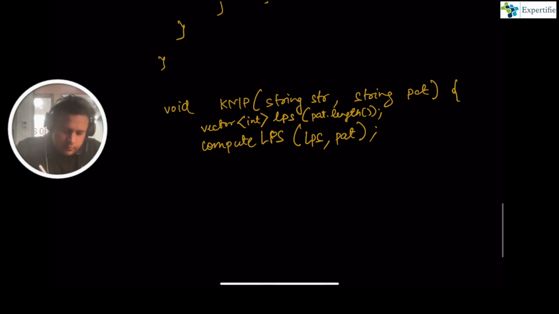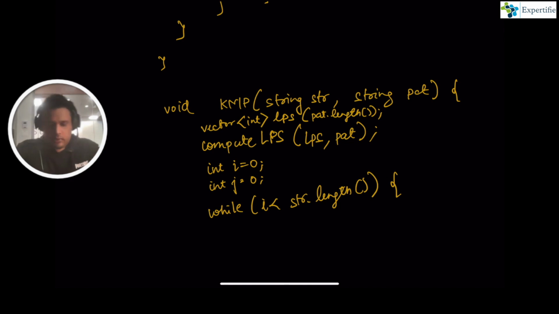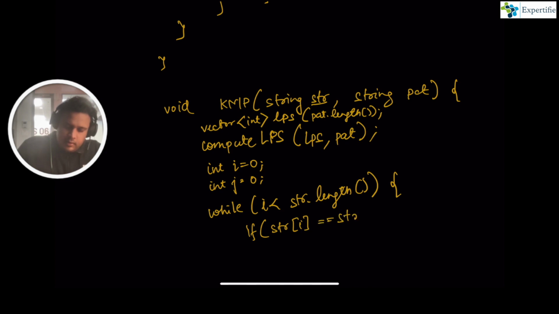Now we will take two iterators, like I said, one at the start of the string and one at the start of the pattern, both equal to 0, while i is less than str dot length. i will never go back, so we will stop the moment i becomes equal to the string length where we are searching, right? So now here it is also very similar. If string i is equal to string j.